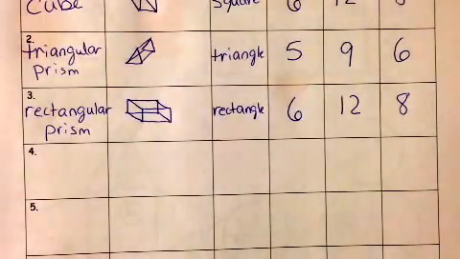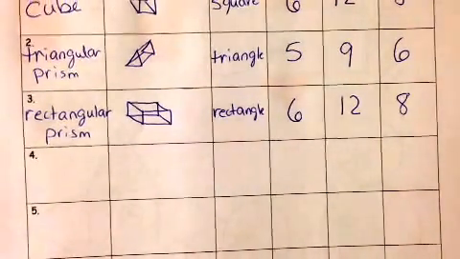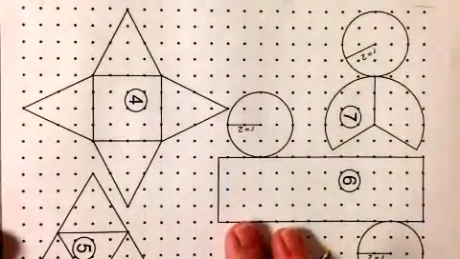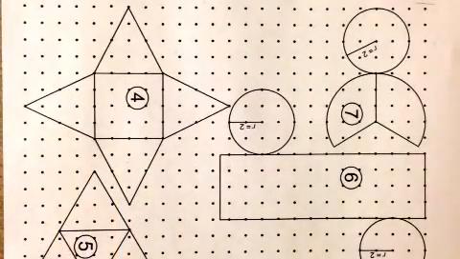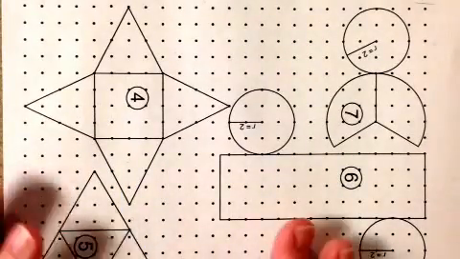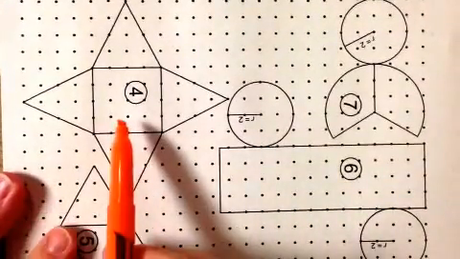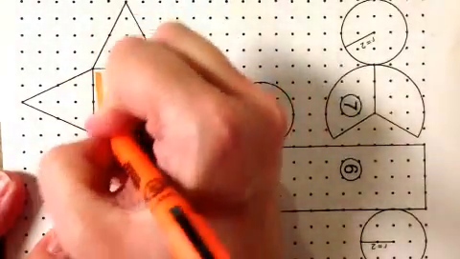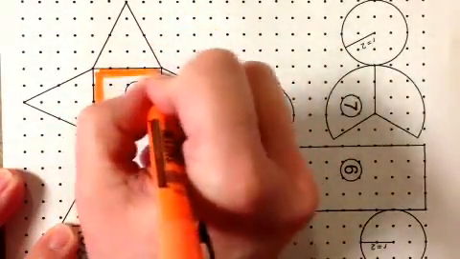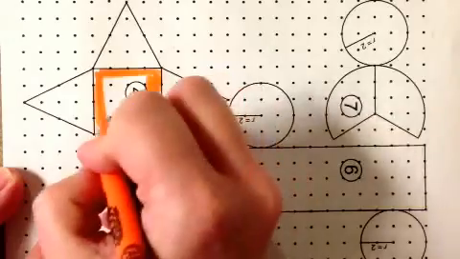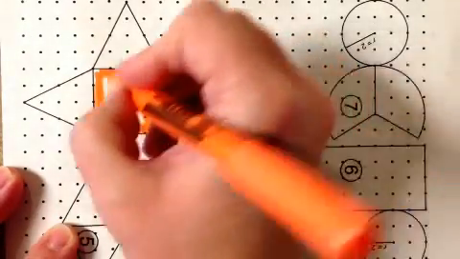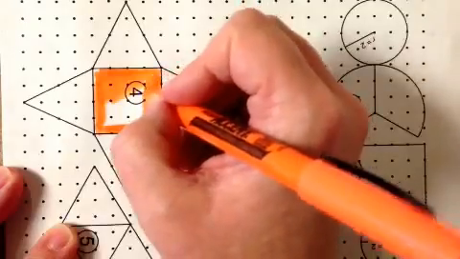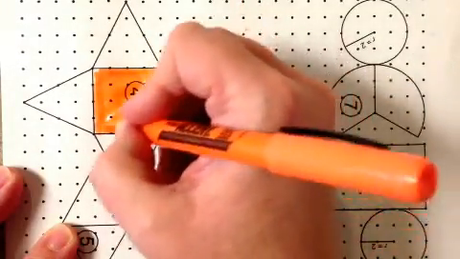Then we're going to look at shape number 4. Shape number 4 has got 4 triangles and 1 square. Now we can't have 4 bases. We can only have 1 or 2 bases. So our square will be our base. And we will highlight in our square. Because this shape has a square base and its other faces are triangles, this will make it the square pyramid.